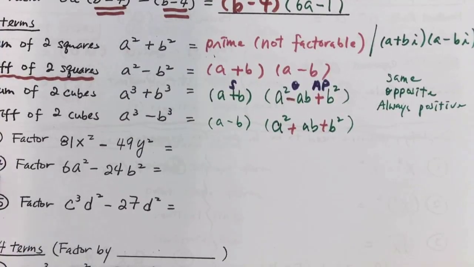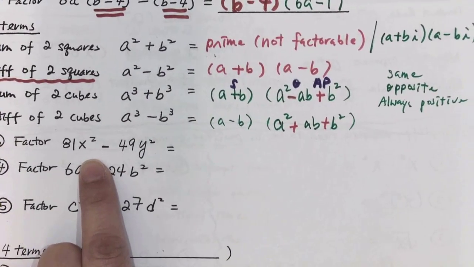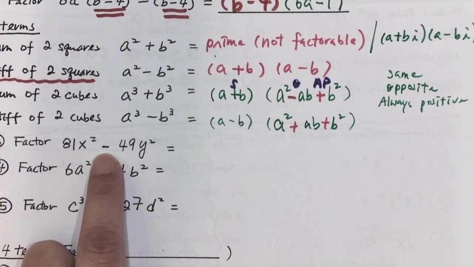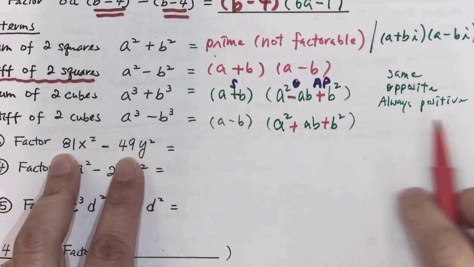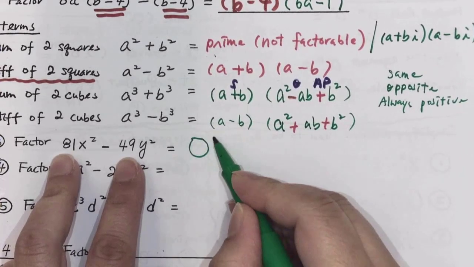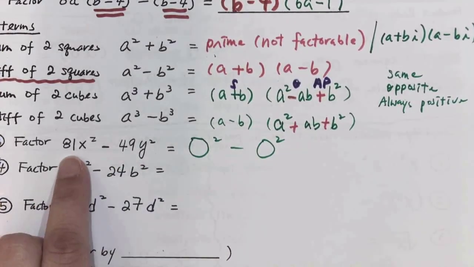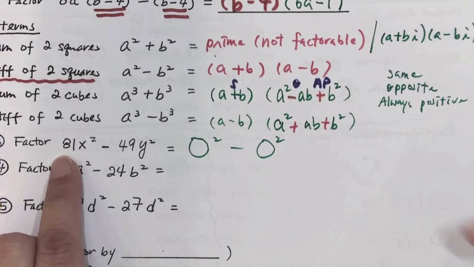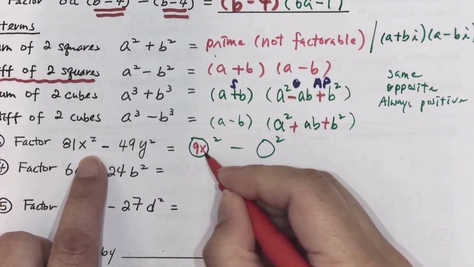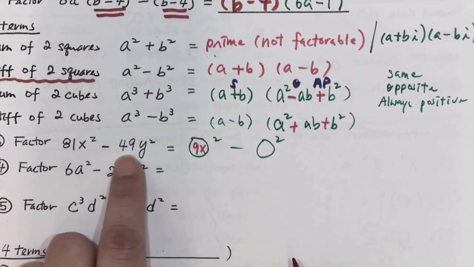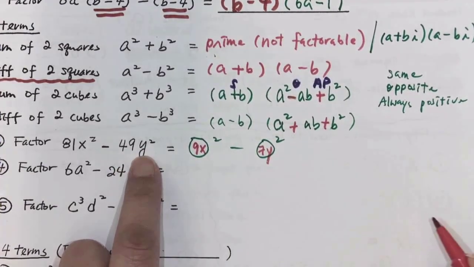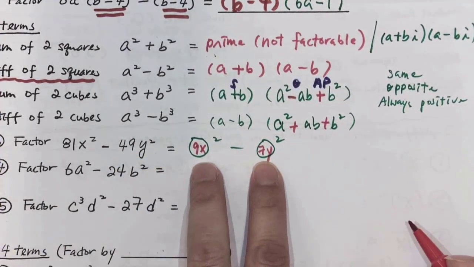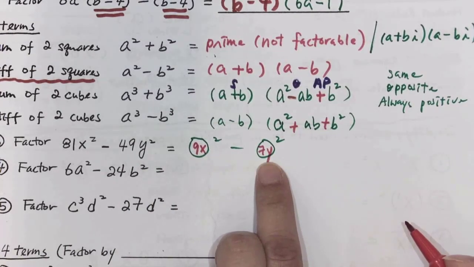Okay, so these two are the types with just two terms, right? So this looks like difference of what? Difference of two cubes or two squares? Square, okay? So we want to make sure it can fit into the two perfect squares in here. What squared makes 81? 9. And we also have an x here, right? So it's 9x times 9x to get that. How about the second term? 7 times 7 is 49, and you also have a y, right? y times y is y squared.